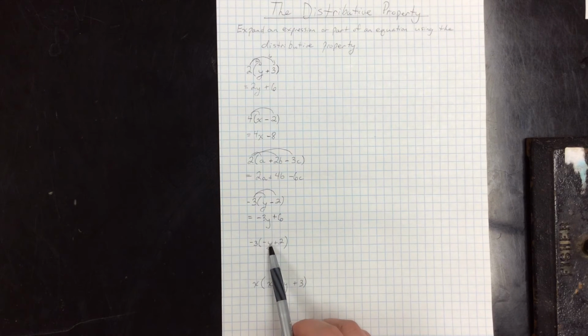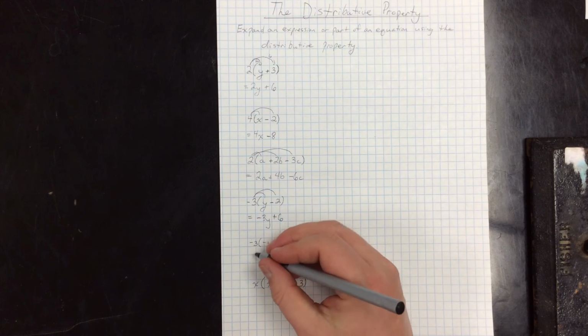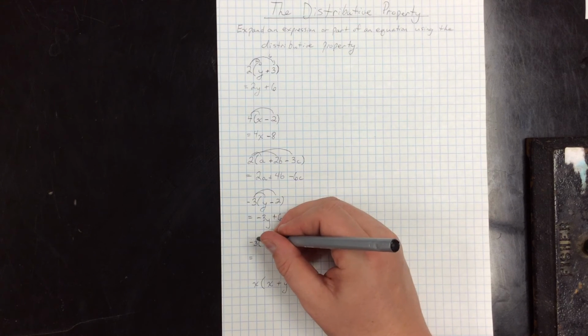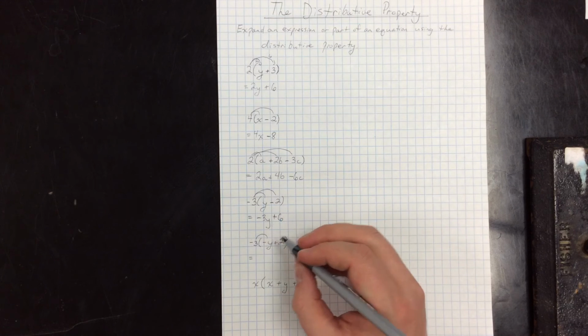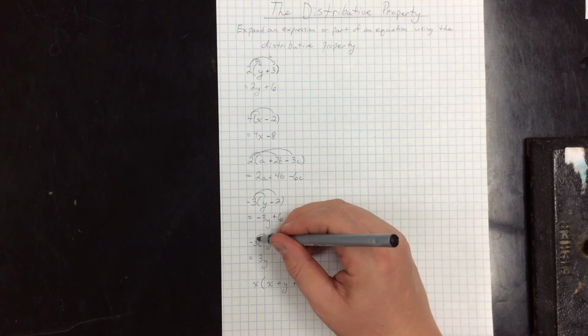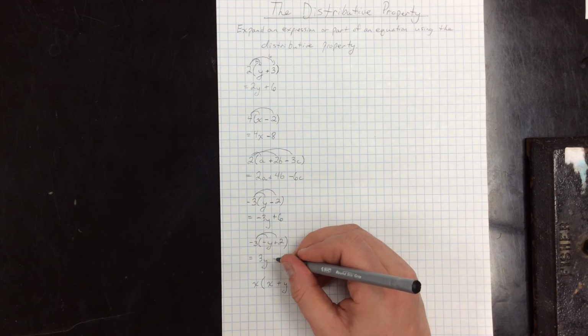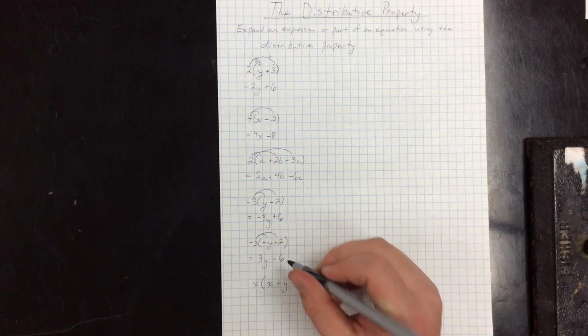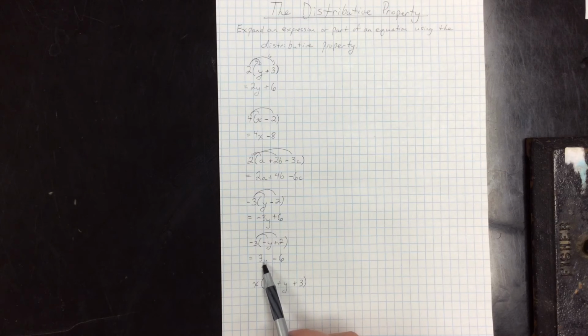I might have negatives both in the brackets and on the outside. So in this case, negative 3 times negative y gives me positive 3y. And negative 3 times positive 2 gives me negative 6. And that's as far as I can go unless someone gives me a value for y at this point.